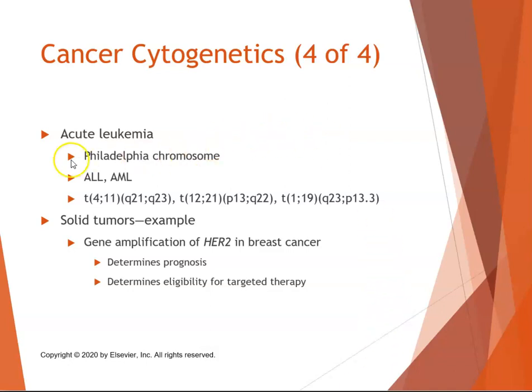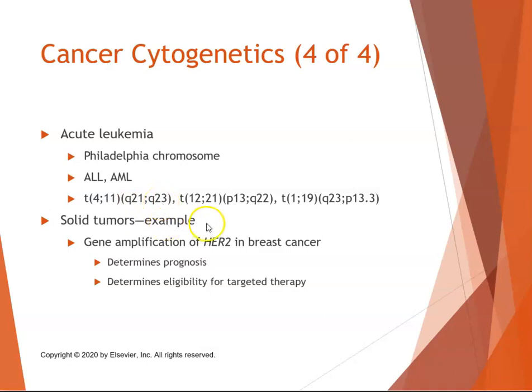Here you can see some acute leukemias. Again, the Philadelphia chromosome can be present. That's acute lymphocytic and acute myelocytic, and then there's a whole bunch of translocations here, and that tells you the location, such as a translocation of 4 and 11 at Q21 and Q23.